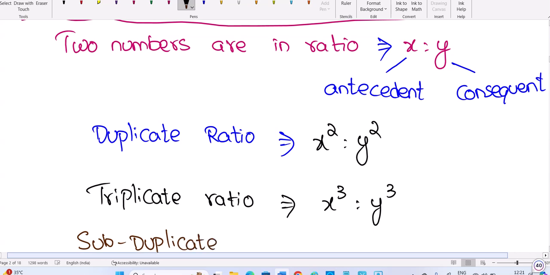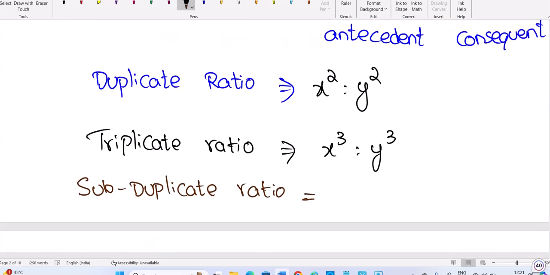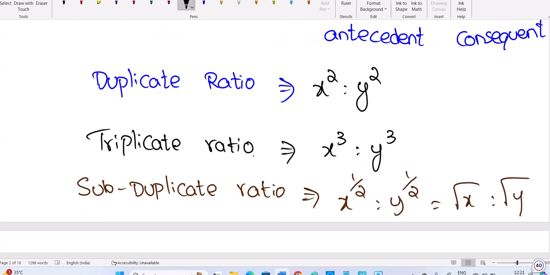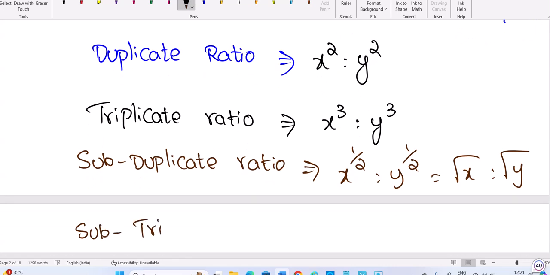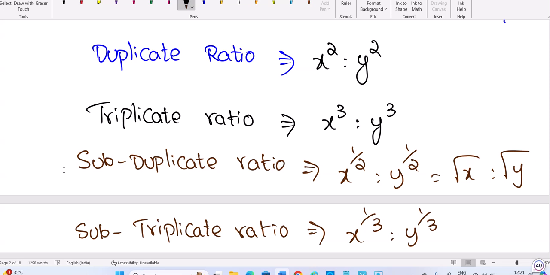So the subduplicate ratio is nothing but x power 1 by 2, y power 1 by 2. We can also call this square root of x and square root of y. Similarly, you can note the subtriplicate ratio, which is cube root of x and cube root of y.